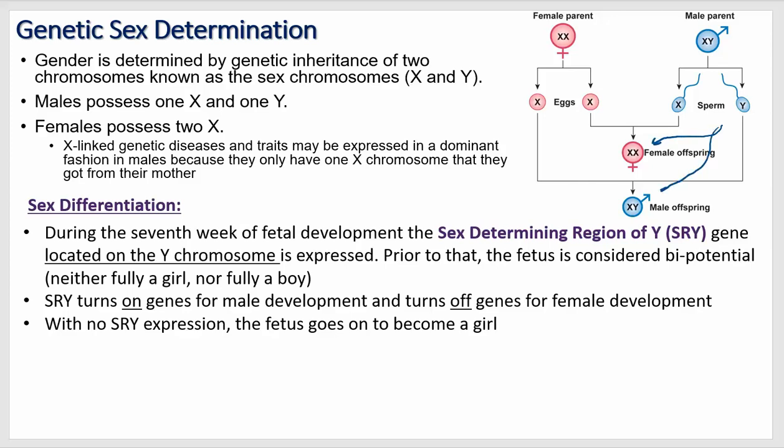Okay, if the male donates a Y, then it's going to be a male offspring. If the male parent donates an X, then it's going to be female, because the female will always donate an X because she's XX. All right, so X-linked genetic diseases and traits may be expressed in a dominant fashion in males because they only have one X chromosome that they got from their mother.